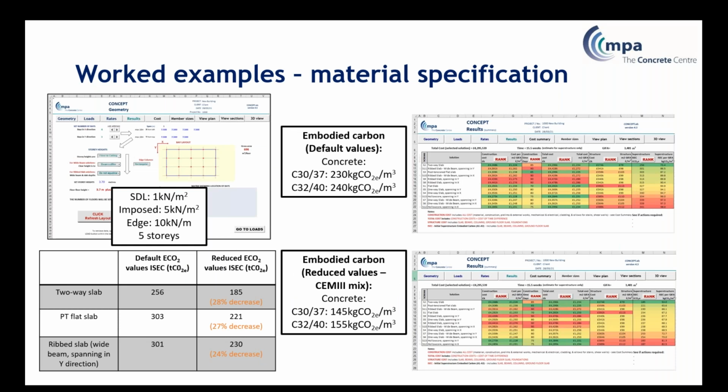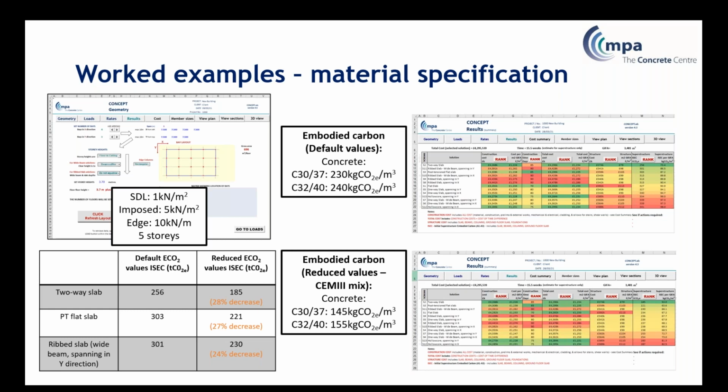So for my final example, I've looked at a 5-storey building with typical office loading. It's 3 by 4 bays, each with a span of 7.5 metres. And here I've looked at the impact of altering my concrete specification. So at the top we can see the default values based on a CEM2 concrete, and below that we can see alternative reduced values using a CEM3 concrete.